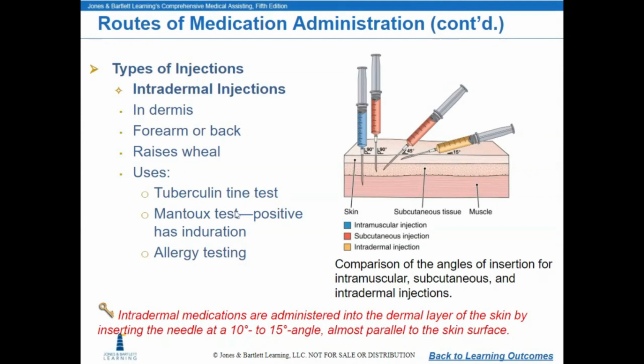Now, the tuberculin tine test and the Mantoux test are both PPD tests. This is the older one, the way we used to get it. I know some of you are probably not old enough to have had the tuberculin tine test. But it was different. It was much quicker. It was like a prick, and they had multiple needles on that one device. And then the Mantoux test is what we give now. A positive test has an induration. Intradermal is also used for allergy testing as well, in the forearm or even the back.